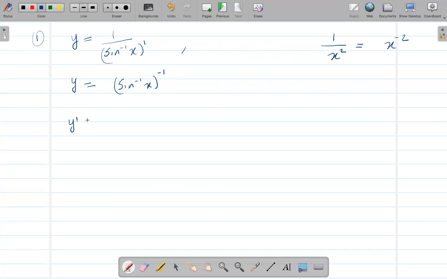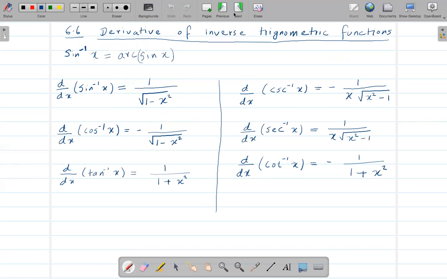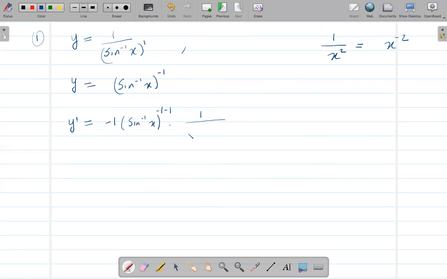Now I can take the derivative of the whole thing. Bringing the -1 down, it will be -1 times sine inverse of x to the power -2, using the power rule. Then the derivative of the inside part, sine inverse of x, using the chain rule, we know that: it is 1 over the square root of 1 minus x squared.